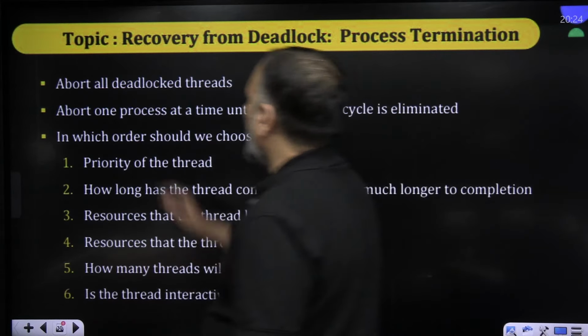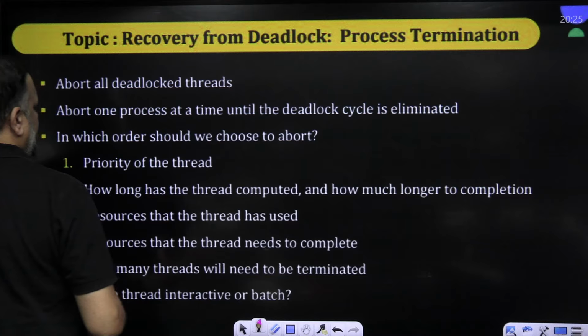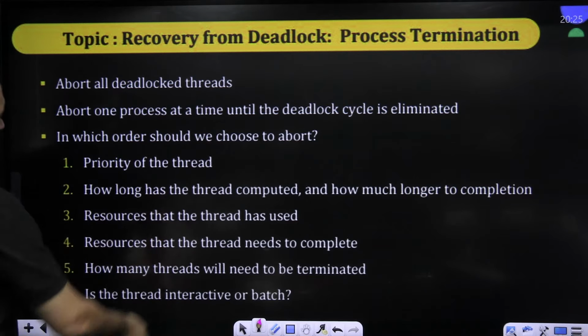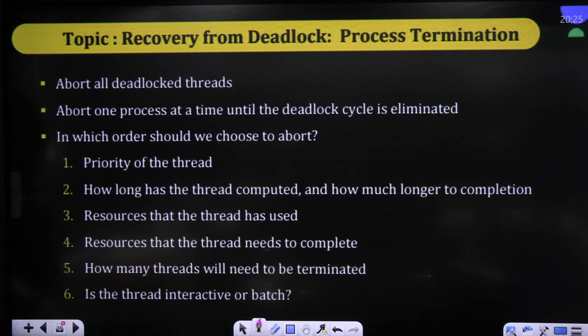So you may have to run deadlock detection algorithm multiple times in that scenario. There are some design decisions, about all deadlock processes, about kill one process at a time. In which order should we choose? We have to look into like priority of the process, how long the process has completed. Resources that the thread has used, resources that the thread needs to complete, how many threads will need to be terminated. Ye sare ke sare points hume address karne honge when we are terminating or killing the process or the thread.